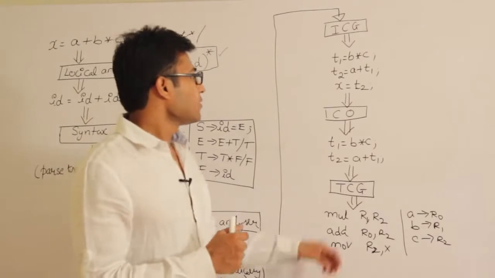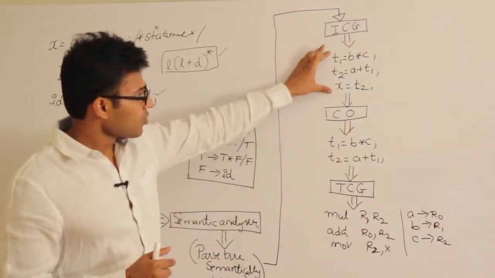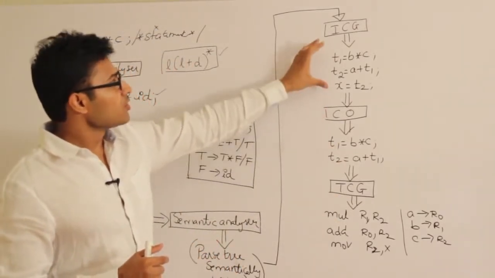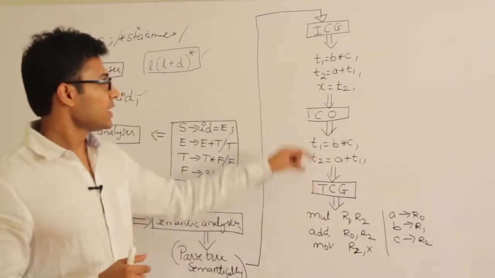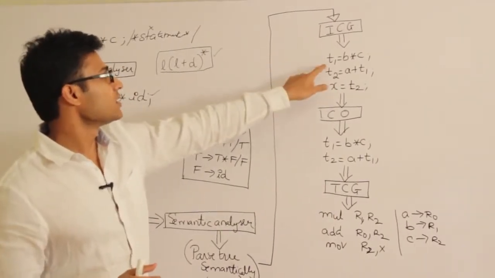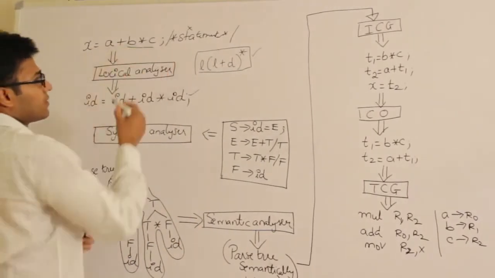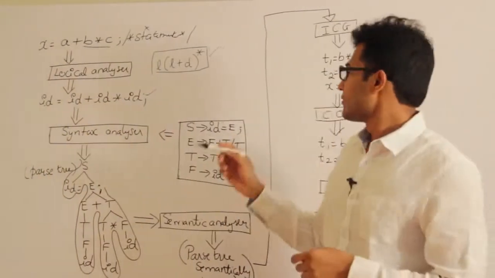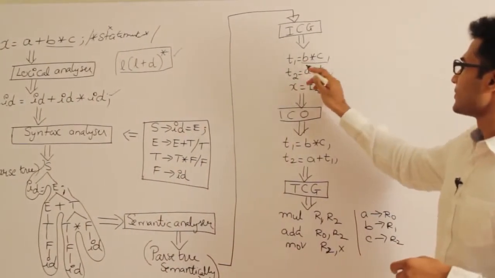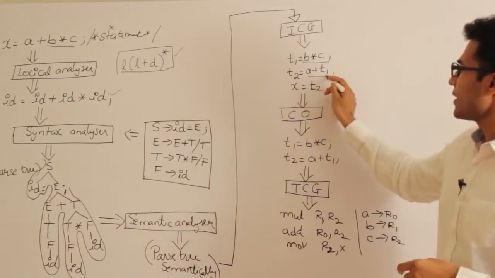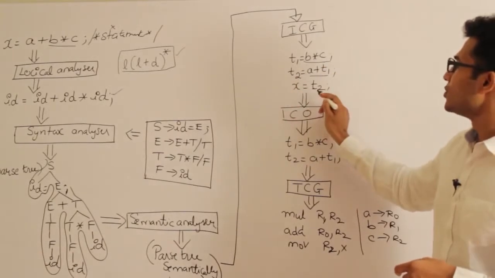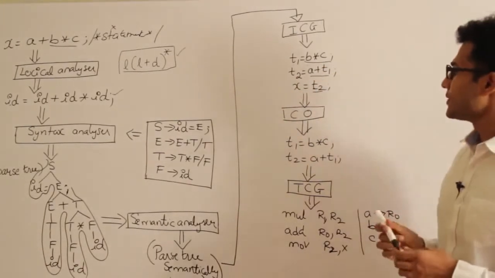Okay, and then by taking this intermediate code, the code optimizer is going to reduce the number of lines. How many lines were there? 3 lines. First they multiply B and C and put it in T1, then add A to T1 and put it in T2, and then write T2 into X.